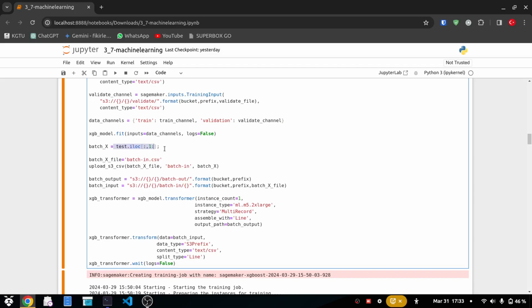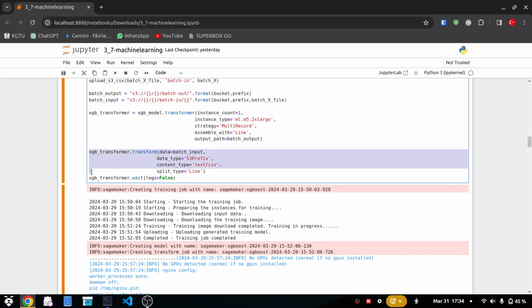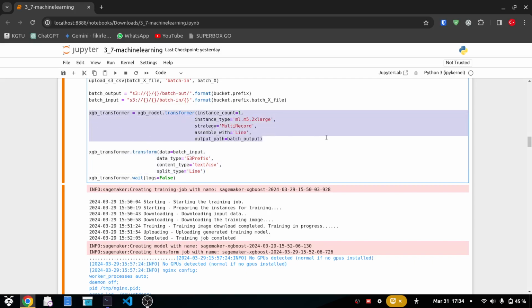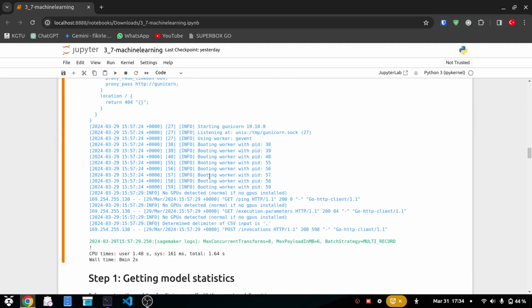So we have a batch defined in here. We are getting the test data as a batch and uploading it. After that, we are using a transformer to make a batch transform, which means we are basically predicting our test data in here. Firstly, we are setting our transformer instance, and after that we are using that to predict our batch. So we are waiting for it to finish. You can see the logs in here.